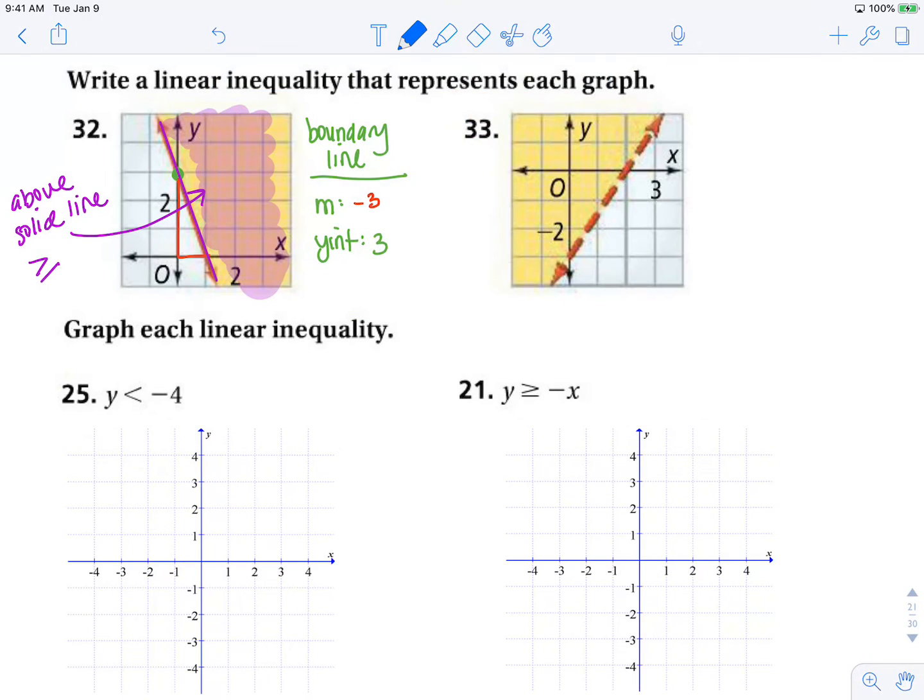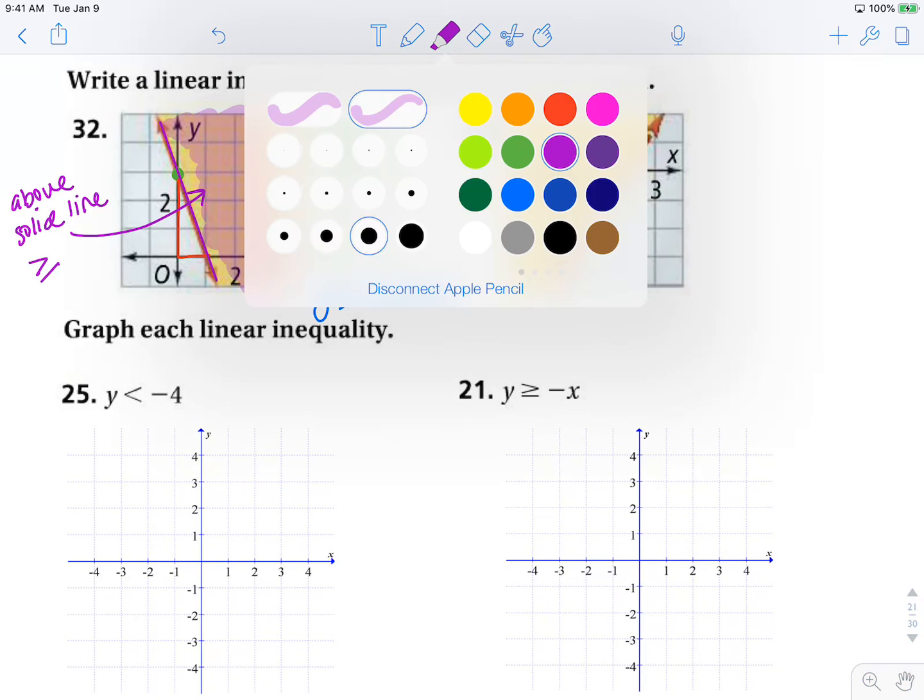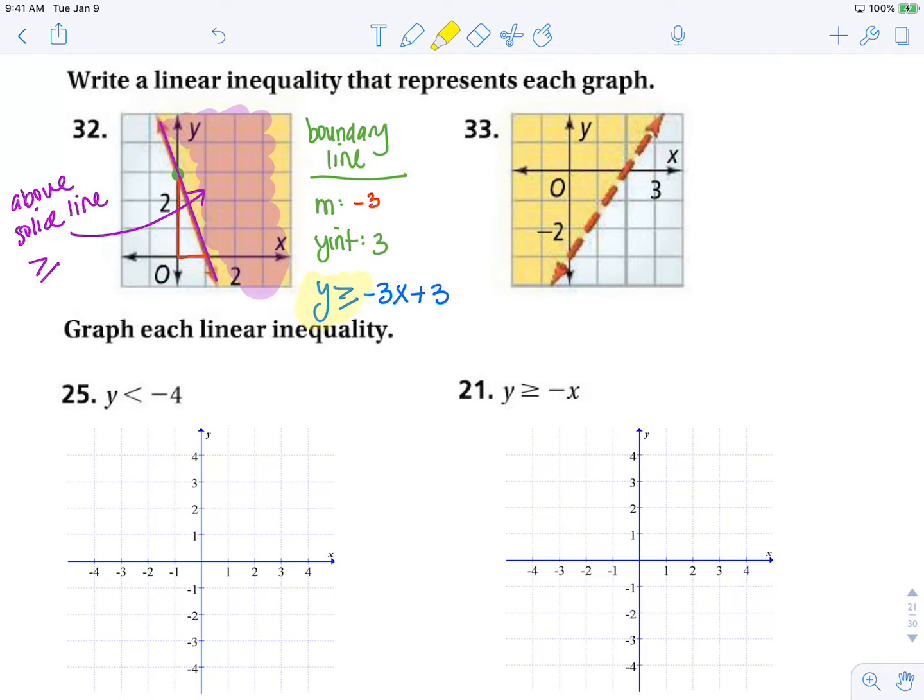So if we summarize this into a linear inequality, we know our y values need to be greater than or equal to our boundary line, which is -3x plus 3. So since we shaded above a solid line, we were greater than or equal to our boundary line. So let's look at the next example.